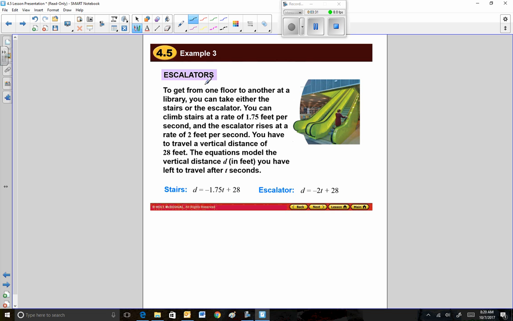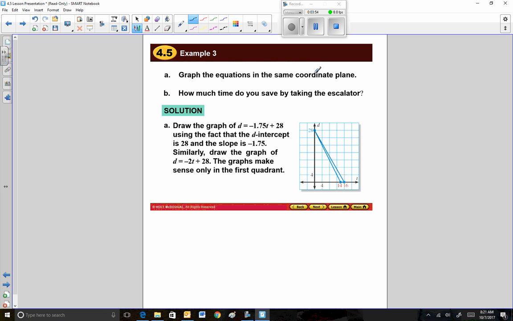Example 3. To get from one floor to another at a library, you can take either the stairs or the escalator. You can climb stairs at a rate of 1.75 feet per second, and the escalator rises at 2 feet per second. You have to travel a vertical distance of 28 feet. Here are your 2 equations. All right, and we graph the equations.